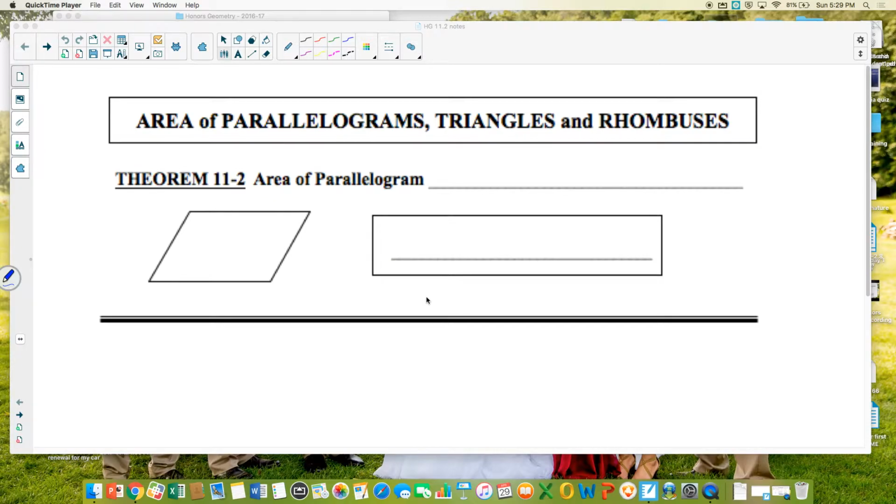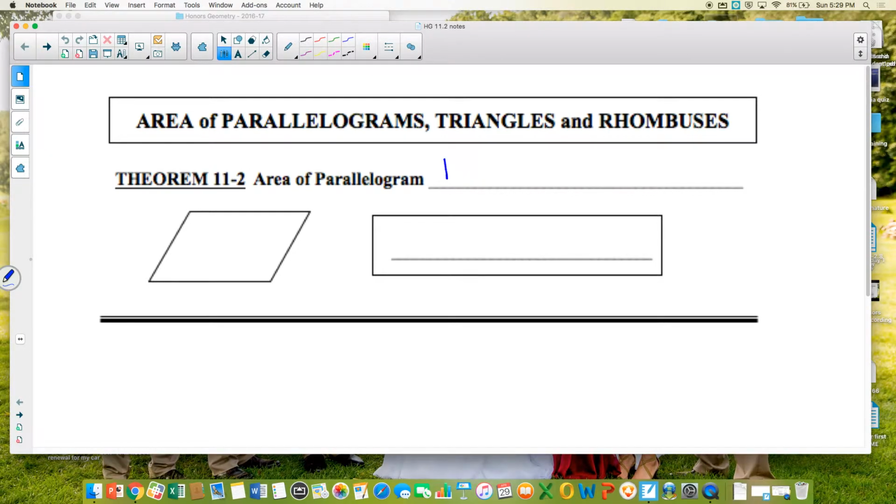Theorem 11.2 is the area of a parallelogram. And this is based on area of a rectangle. So this formula comes from the area of a rectangle.